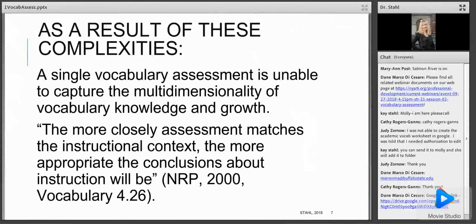As a result of these complexities, one single vocabulary assessment is unable to capture the multidimensionality of vocabulary knowledge and growth. And even the National Reading Panel says that the more closely assessment matches the instructional context, the more appropriate the conclusions about instruction will be. So even the National Reading Panel, which reviewed bodies of research, recommends: connect the assessment to your instruction. Do not use these isolated ways of teaching and assessing vocabulary. They are not useful.